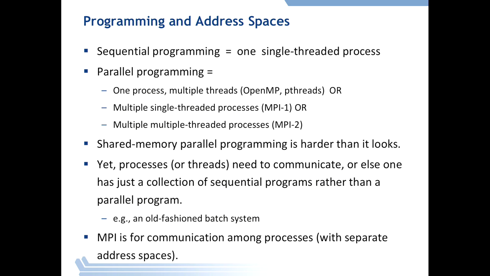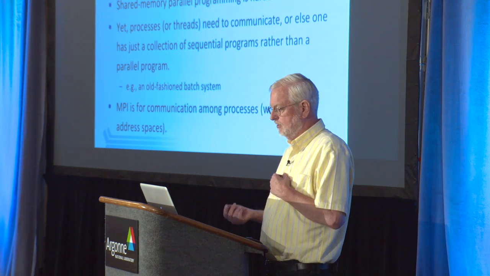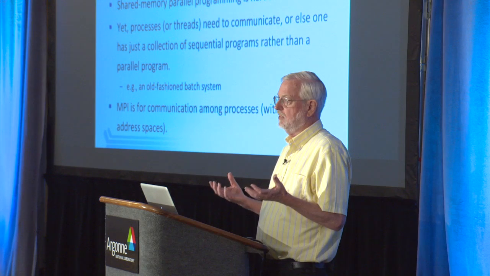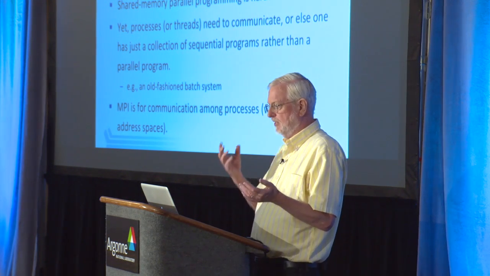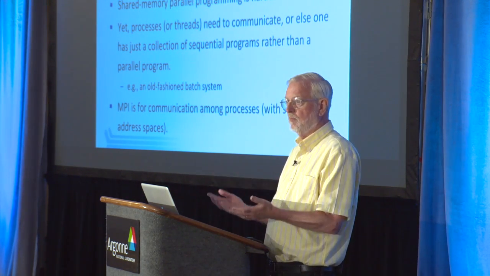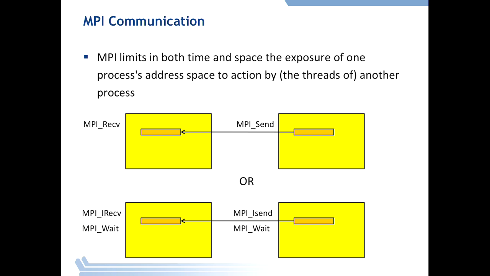Otherwise, you just have a collection of sequential programs rather than a parallel program. So what MPI is for is specifying the communication among processes with separate address spaces. It says how you get data from one address space to another. Those processes might be multi-threaded.